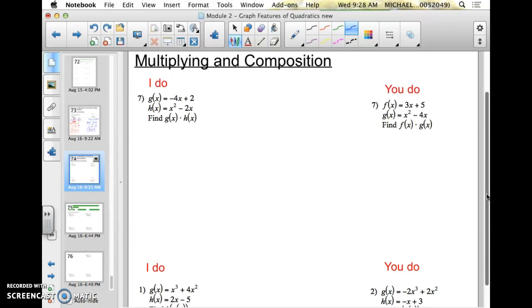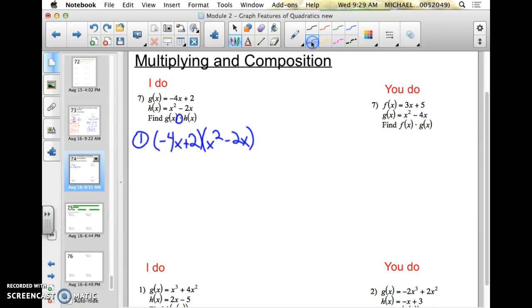So the first step again is to write out the functions as you read them. So g of x comes first. In this case, that's negative 4x plus 2. And then for multiplication, I know that it's multiplying because of that dot right there. I'm just going to write 2 binomials right next to each other. H of x is x squared minus 2x.